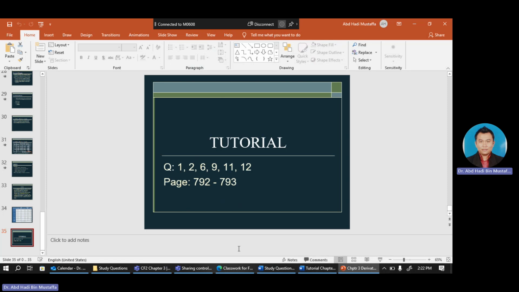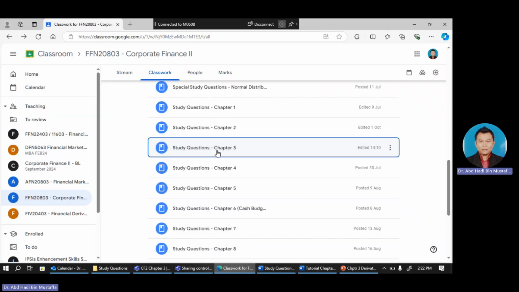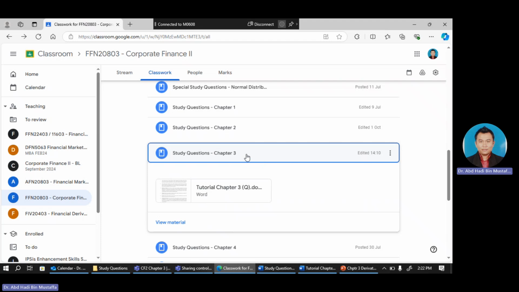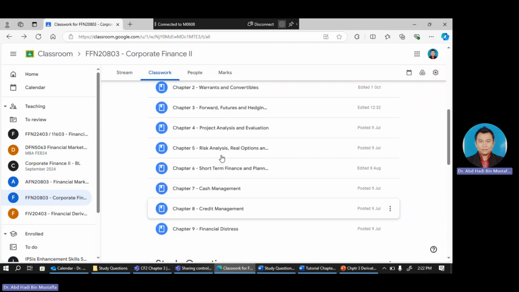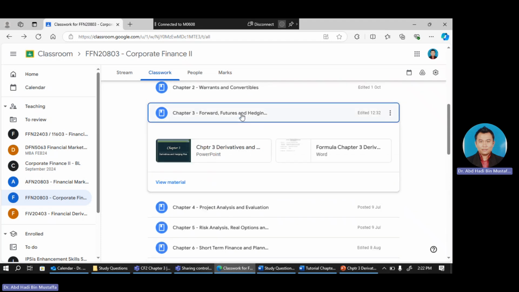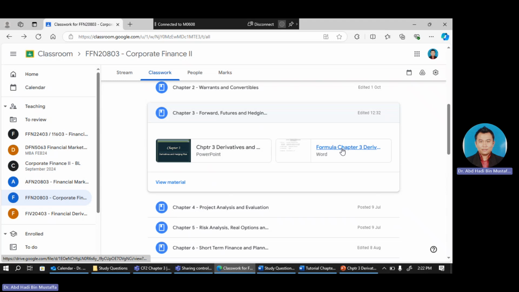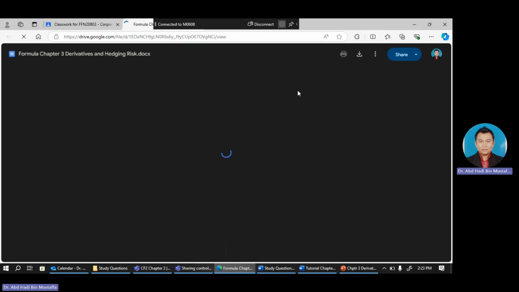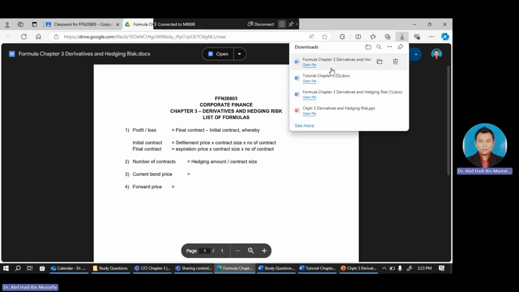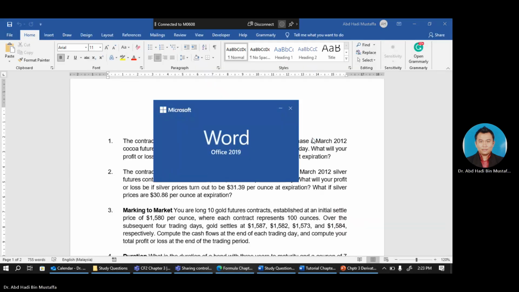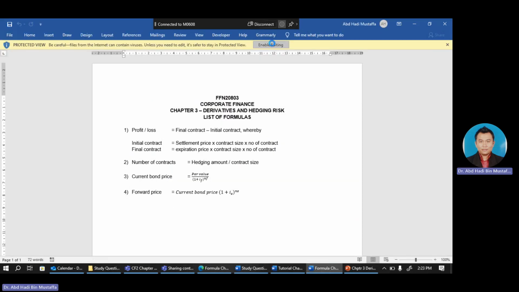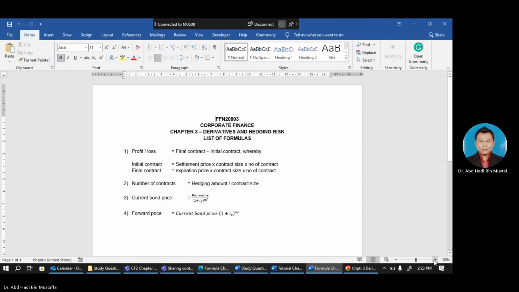Before I go further, let's have a look at the notes for chapter 3, not the study questions. I have the formulas for you. Ada, nanti you tengok dalam inside notes. Normally there are only 4 formulas associated with this. Kebiasaannya 4 formula. Okay, so these are the formulas.